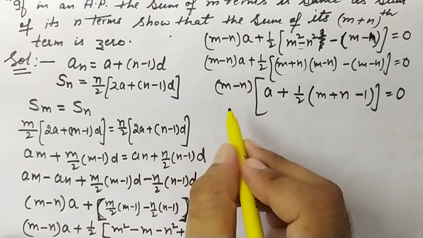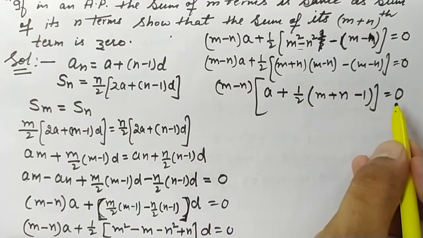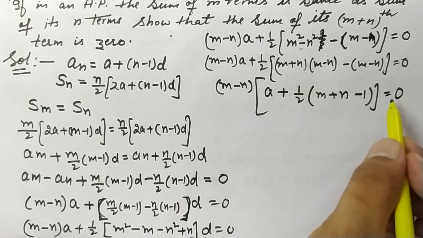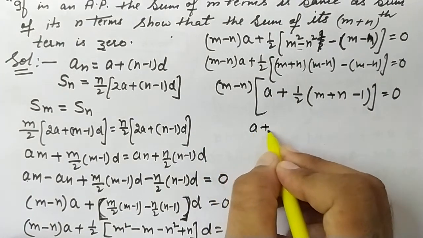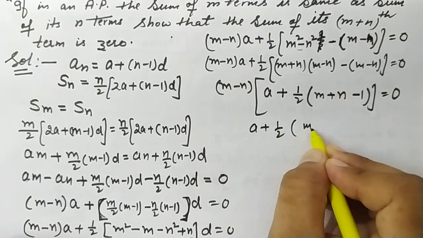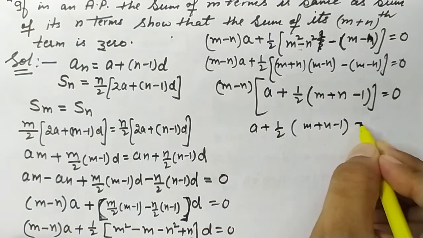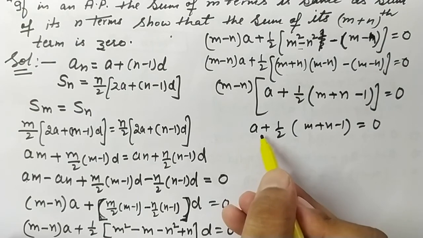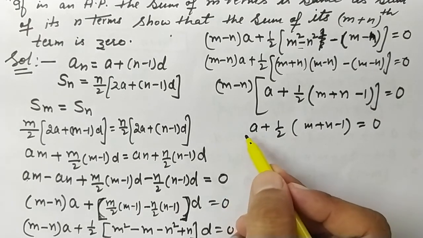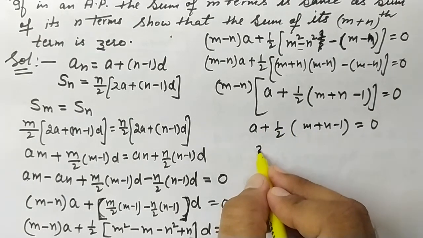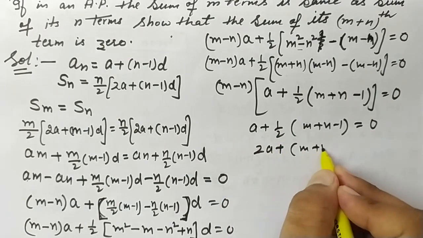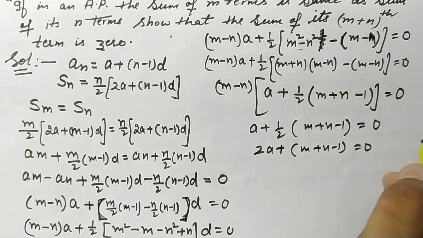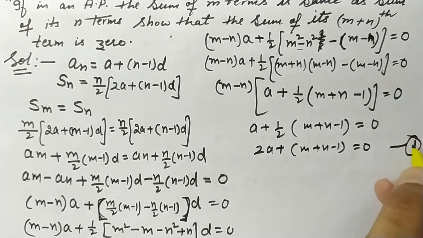Now this m minus n will go in the denominator. 0 over m minus n is 0 only. So what is left with us? a plus 1 by 2 into m plus n minus 1 is equal to 0. You can multiply by 2 to get 2a plus 2 into 2 is cancelled, so 2a plus m plus n minus 1 is 0. So this is our first equation.